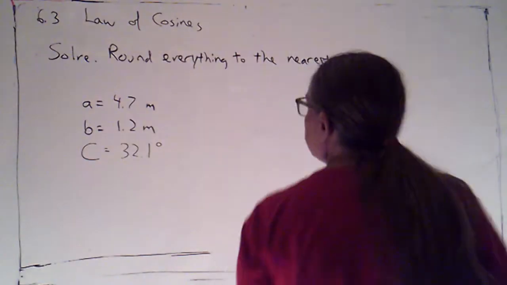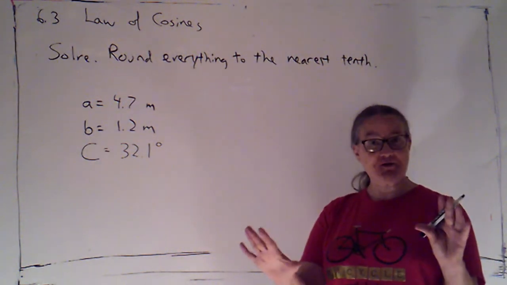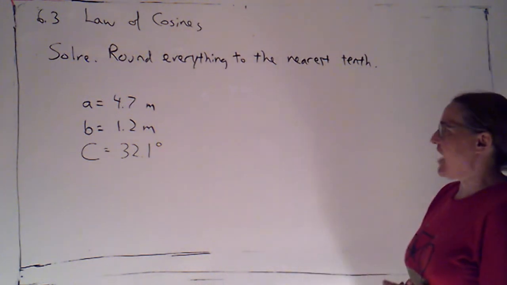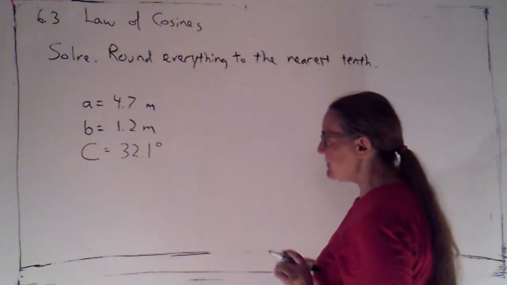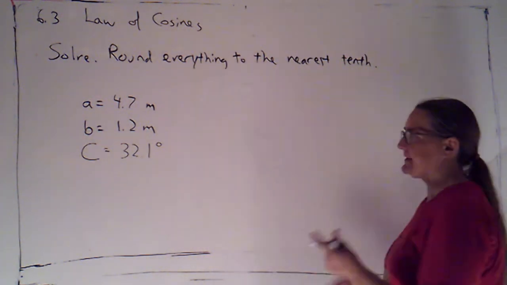This problem is for you to try. I'm going to give you a little bit of strategy. If you don't want the strategy, you can go ahead and pause the video now. If you do want strategy, you'll notice that we know sides A and B and angle C. So I don't have a pair of an angle and the opposite side.